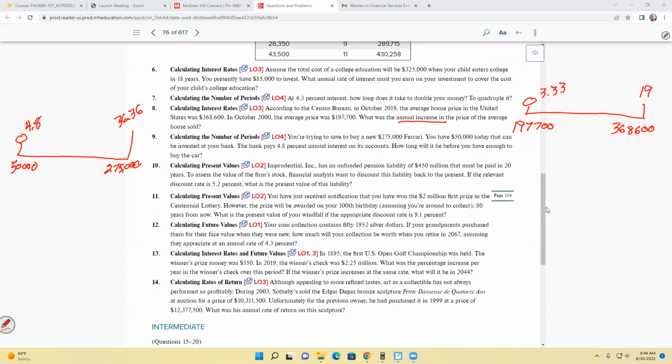Anybody? Yes, sir. So are we rounding on that answer? Yeah, on the exam it will be. Here I'm just leaving it, but on the exam it would be rounded.